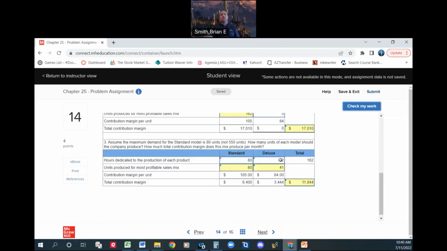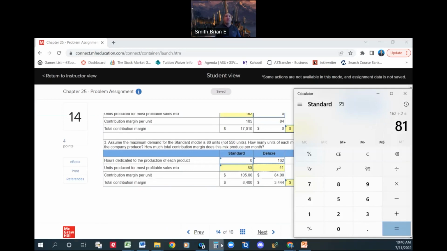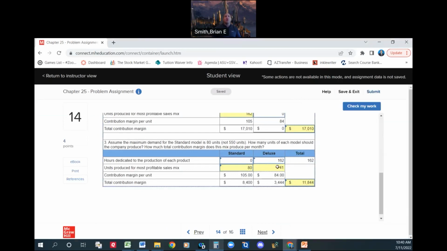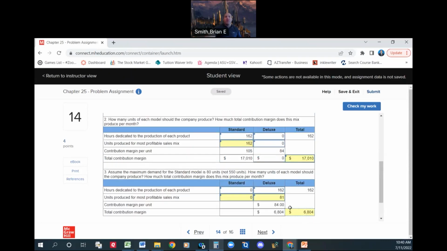If all we did was produce the deluxe and we devoted 162 hours to that, we could only make 162 divided by 281 units. All right, and then that would give us 6,804. So 6,804 and 17,010 are our parameters. This one being our most lucrative, this one being our least lucrative. Okay. And so with the sales mix, anything else should fall between these two parameters. That's what I'm trying to say.